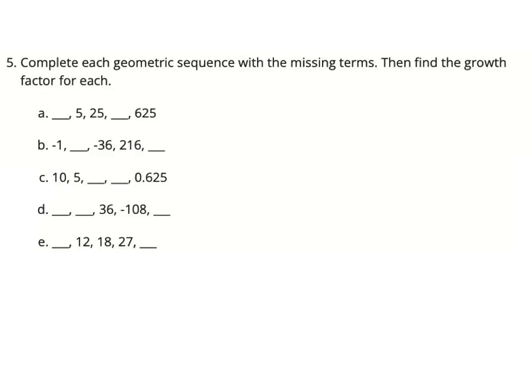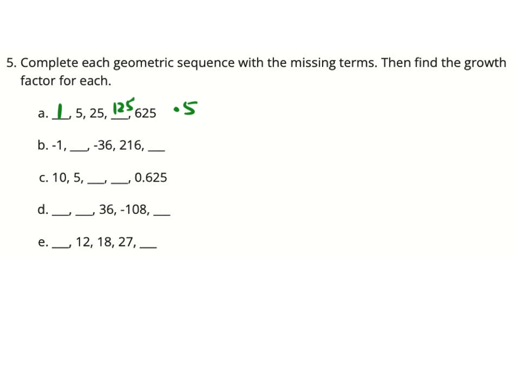Complete each geometric sequence with missing terms, and then find the factor. So let's see, 5 times 5 is 25. If I divide by 5, I get 1. 25 times 5 is 125. 125 times 5 is 625. So the growth factor is times 5.